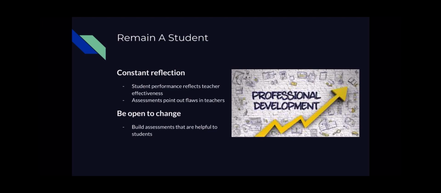And then be open to change. Once you see, okay, I assessed my students on this and they did well, then I don't have to change anything. But if I assess my students and they're not doing so well, that is a reflection of me. So I have to be open to changing that, so that they can understand my criteria better. So those are two tips that I have: do constant reflection, and also be open to change when you're assessing your students.